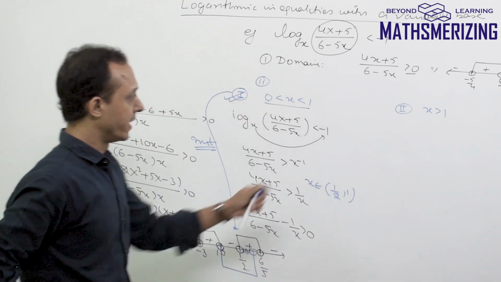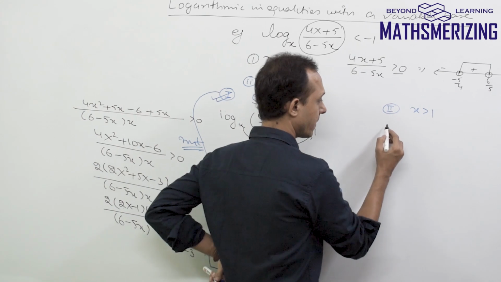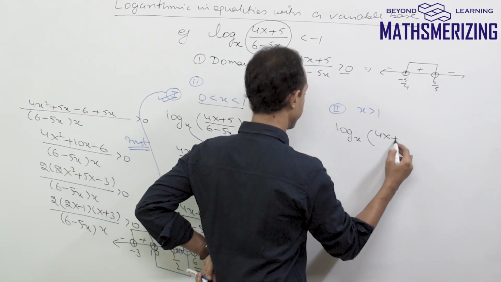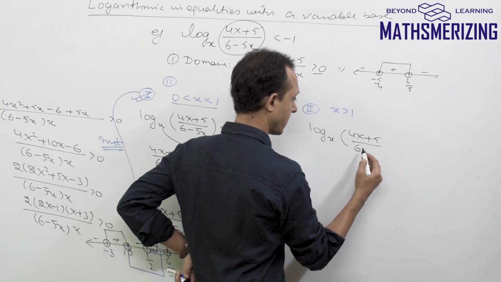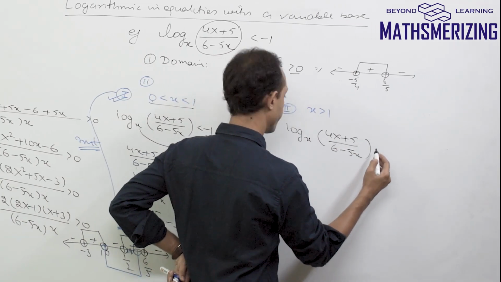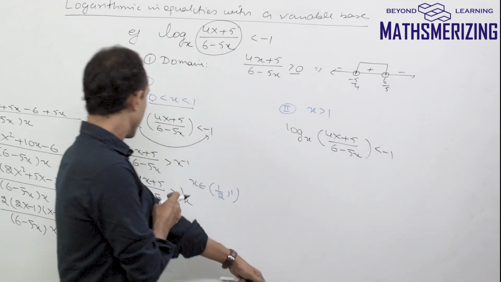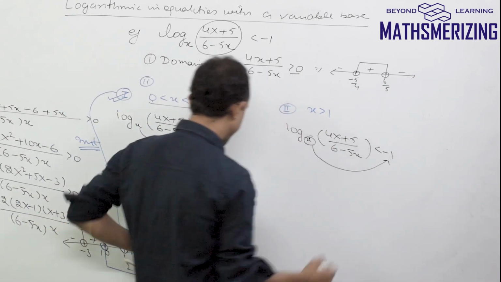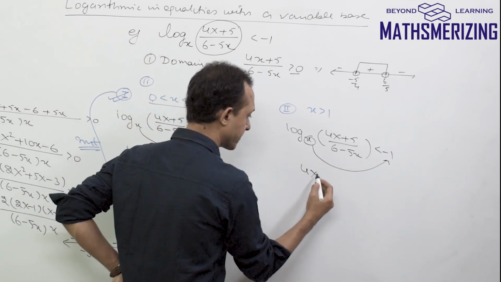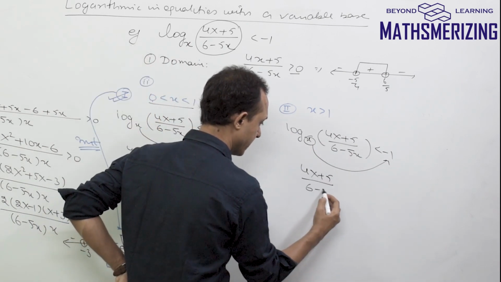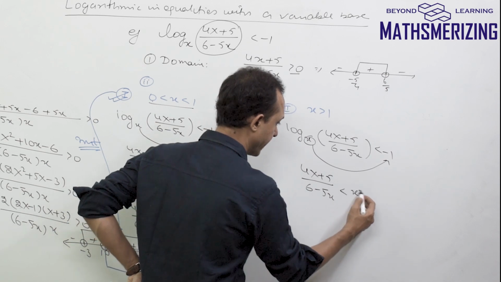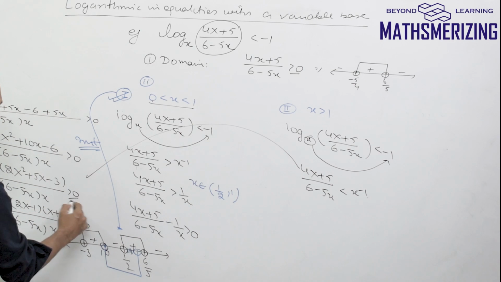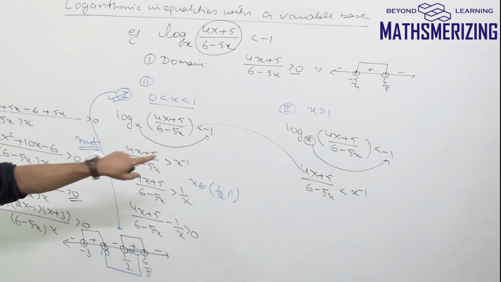Now for the second part, when x is greater than 1, so again I'll write log x, 4x plus 5, 6 minus 5x is less than minus 1. Now this time, because the base is greater than 1, so if I take anti-log, sign will remain the same. So I'll write 4x plus 5, 6 minus 5x is less than x to the power minus 1. So that's exactly the same question but with a different sign. Here the sign was greater than 0. Now I need less than 0.